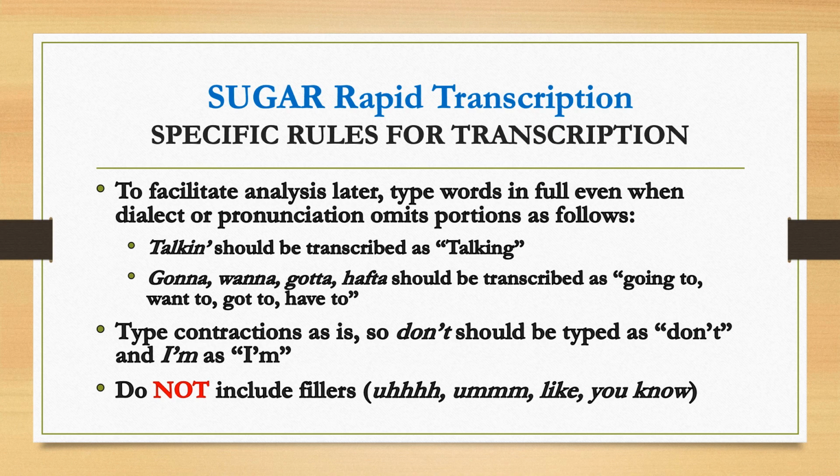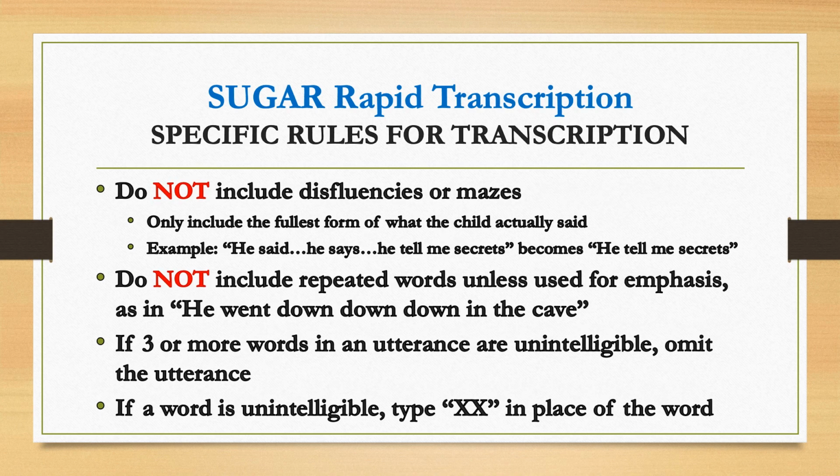Contractions should be typed the way they were spoken. So if the child said don't, then you should transcribe it as don't. Finally, do not include fillers or mazes. You really only want to include the fullest form of what the child actually said. For example, if the child said, he said, he says, he tell me secrets, you would transcribe that as, he tell me secrets. If a child repeats words, you don't include them unless the child was repeating them for emphasis. For example, the child said, he went down, down, down in the cave. In that case, you would keep those repetitions.